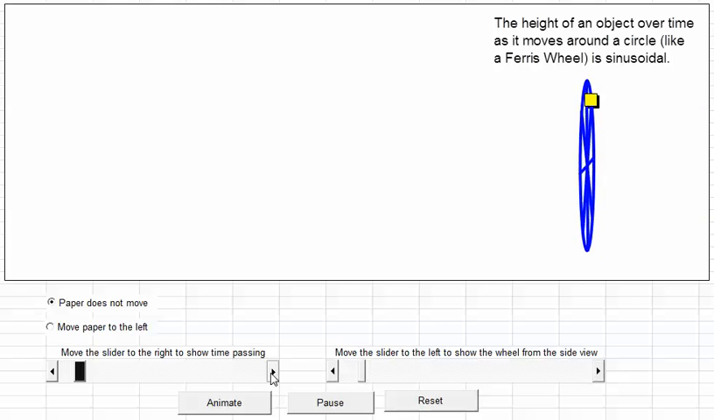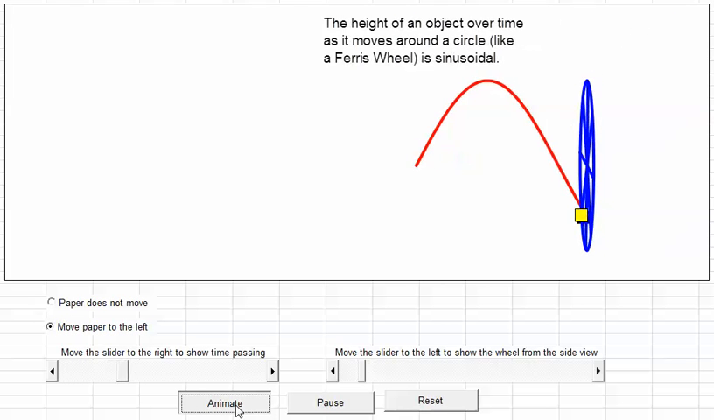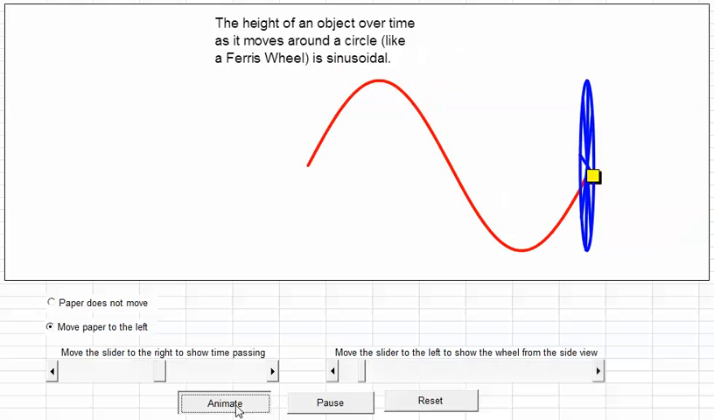Now what you see is the seat on the Ferris wheel just goes up and down and up and down. So all that we know is that it's gone up and down. If we want to know about the height of the seat on the Ferris wheel over time, what we need to do is, like we do again on a seismograph, have a tracer and the paper moves to the left. So I'm going to do that, and now let's animate this. And that generates a sine wave.